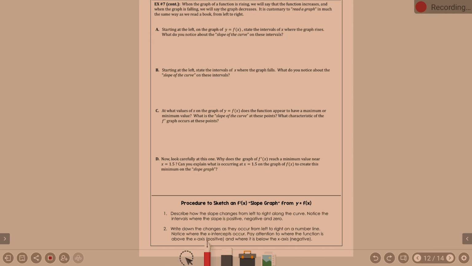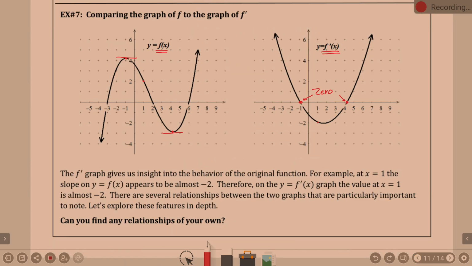Now, look at this one. Starting at the left on the original graph, state the intervals of x where the graph rises. What do you notice about the slope of the curve on these intervals? So when the graph rises, what are we saying? Rises, increases. Okay, so where the graph increases, whoops, wrong way. Where are we increasing? We're increasing here, yes. And where else are we increasing? Over here. So I had that increasing from negative infinity to about -1, and 4 to infinity. I had 4.2. Really? I'm sure that was not my value.